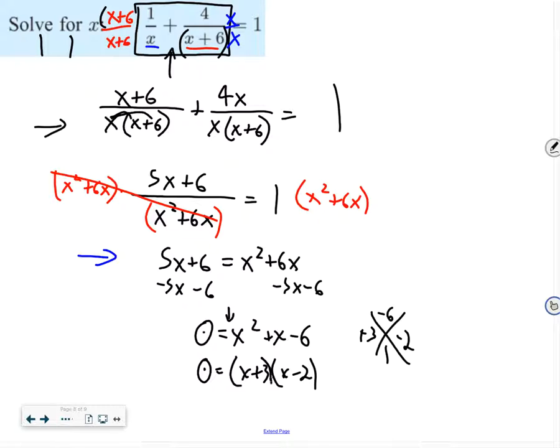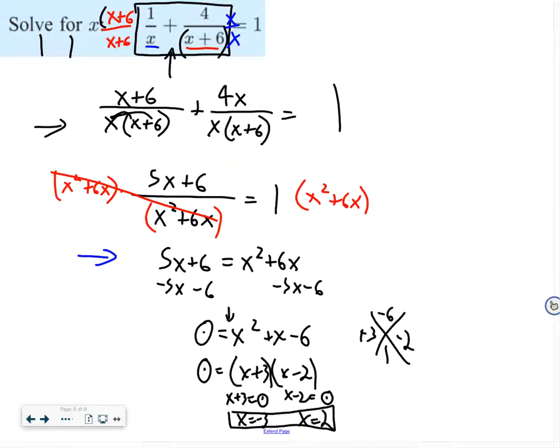Okay, so then I solve it. What makes this equal to 0? x plus 3 equal to 0. Well, that's when x is equal to negative 3. And when does x minus 2 equal 0? Well, that's when x is equal to 2. So then we have our two solutions.